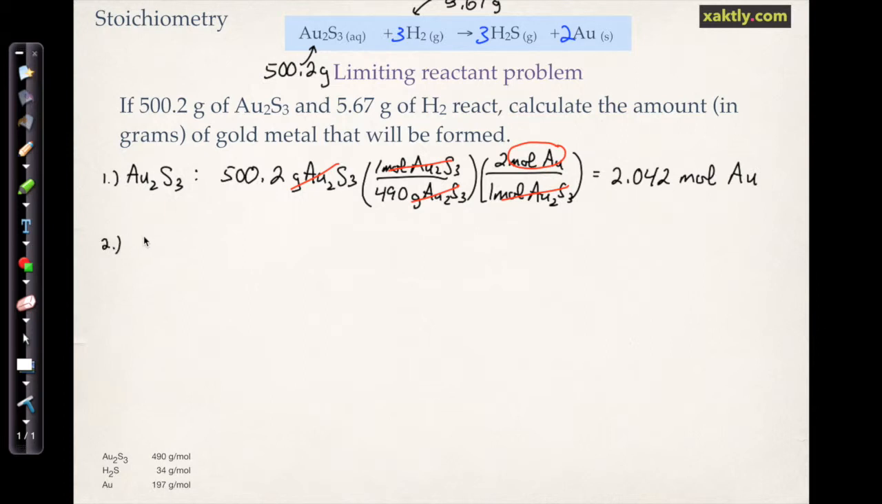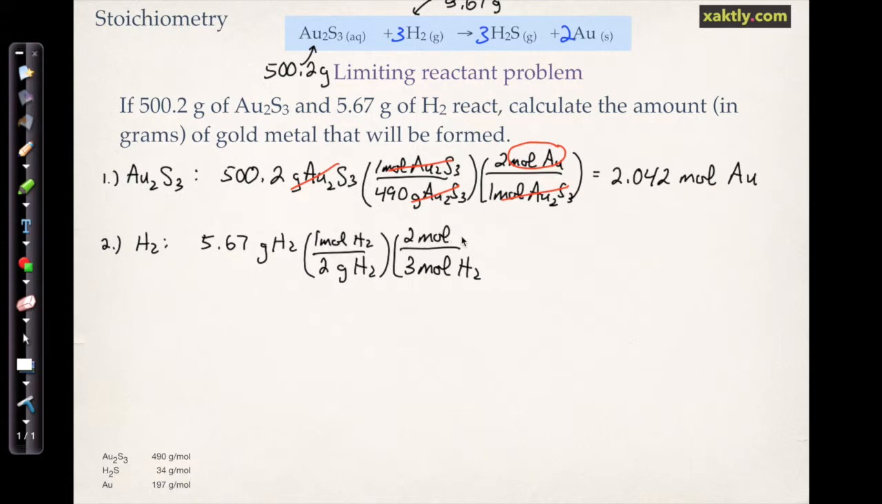And now we want to do the same calculation with the hydrogen gas. We start out with 5.67 grams of hydrogen gas. And we know that in 1 mole of hydrogen gas, we have 2 grams. It's 2 grams per mole. So we just organize our fractions here so that the units cancel. And then we'll use our mole ratio again. We know that for every 3 moles of hydrogen that's used, we produce 2 moles of gold metal. Okay, cancel units and do this calculation on a calculator. We end up with 1.89 moles of gold metal produced.